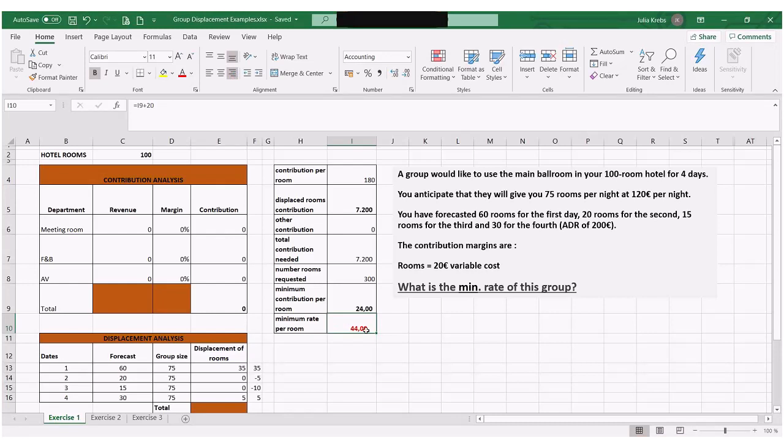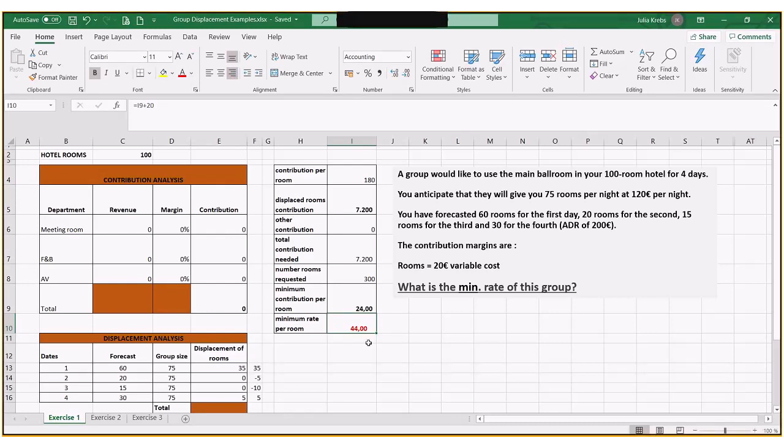44 euros, right? What does it mean? If we manage to charge these 44 euros to the group, we are able to cover the total displacement of the transient guests, meaning the 7,200 euros. Therefore, the group is bringing us the same amount of money as the transient guests. Again, we argued in class already that transient guests might spend more money in extras like F&B and spa and that sort of thing. Fair enough.